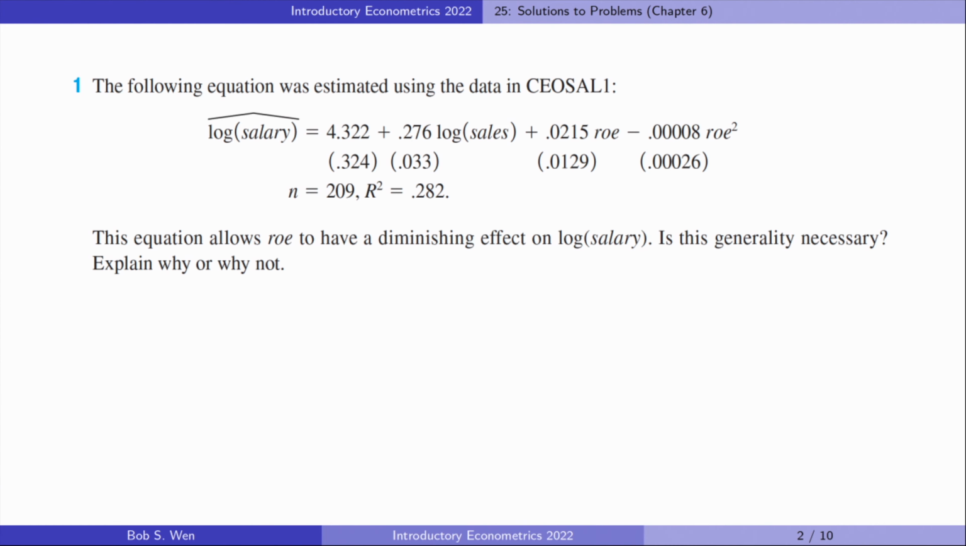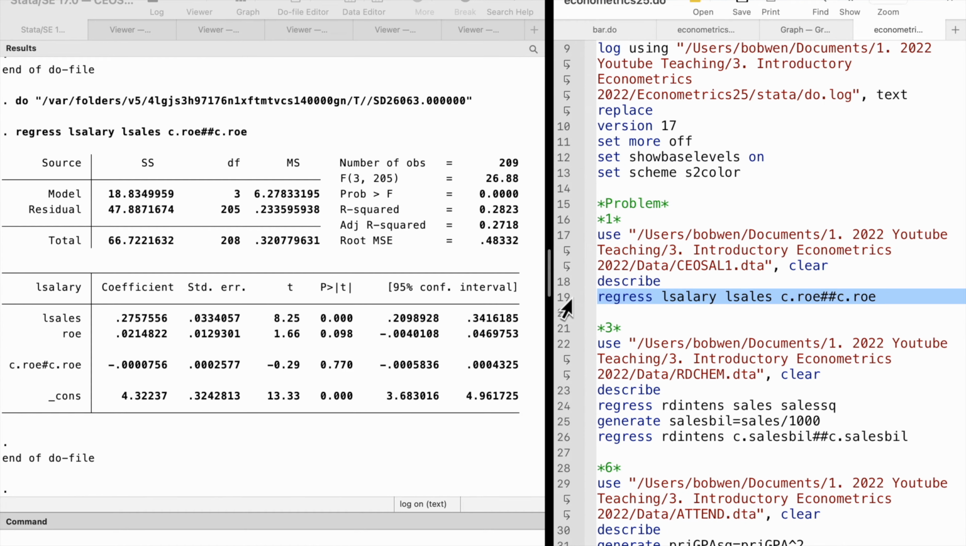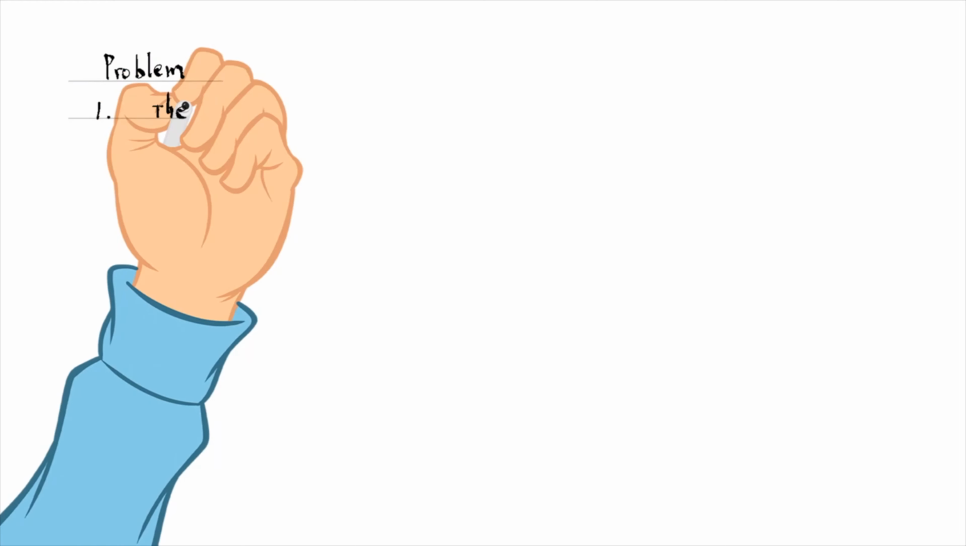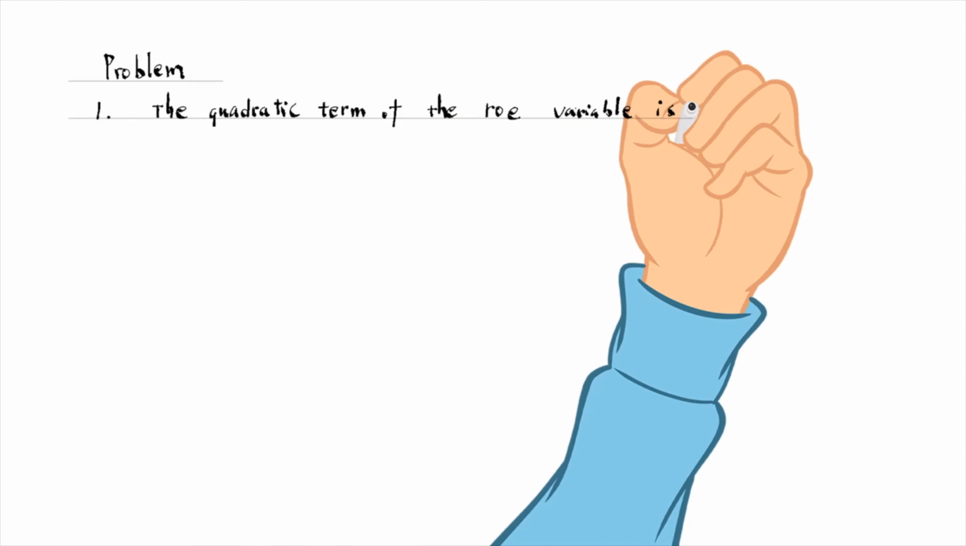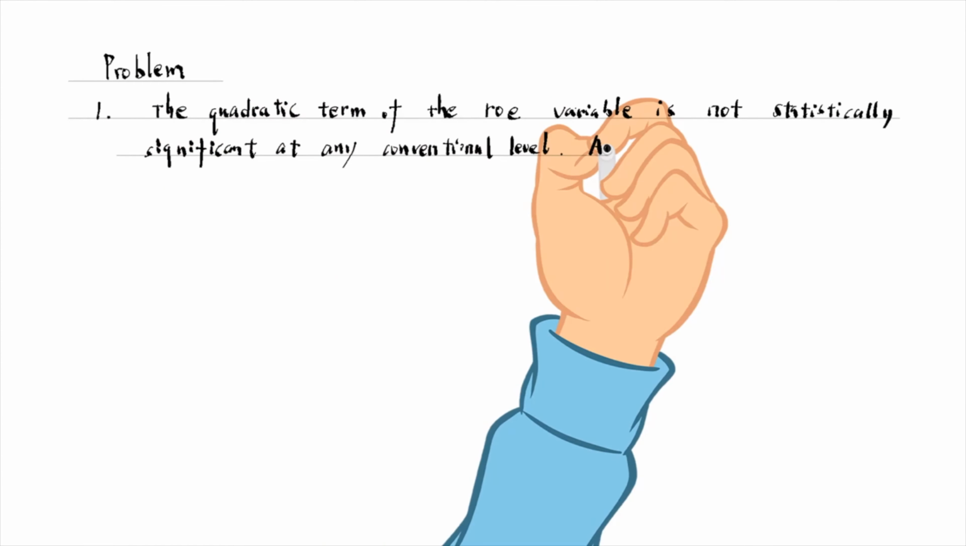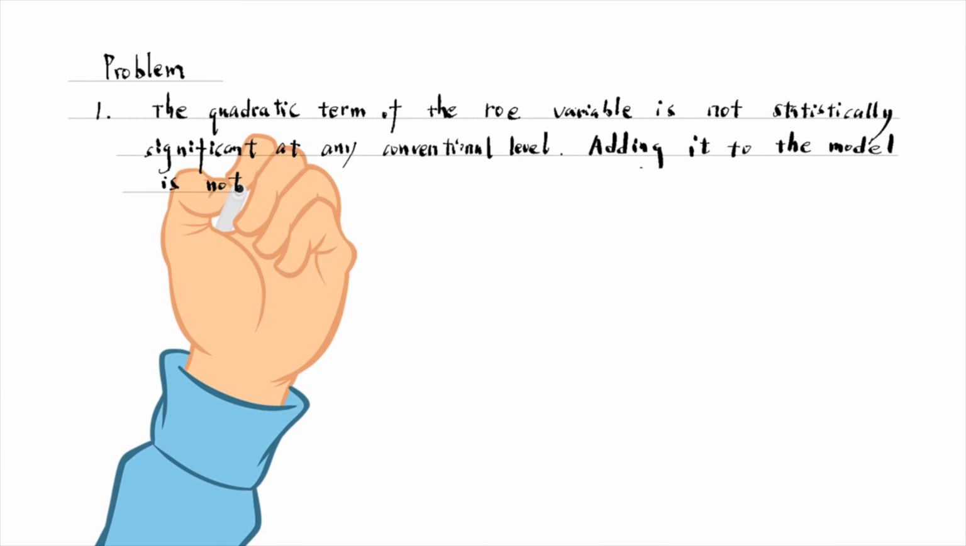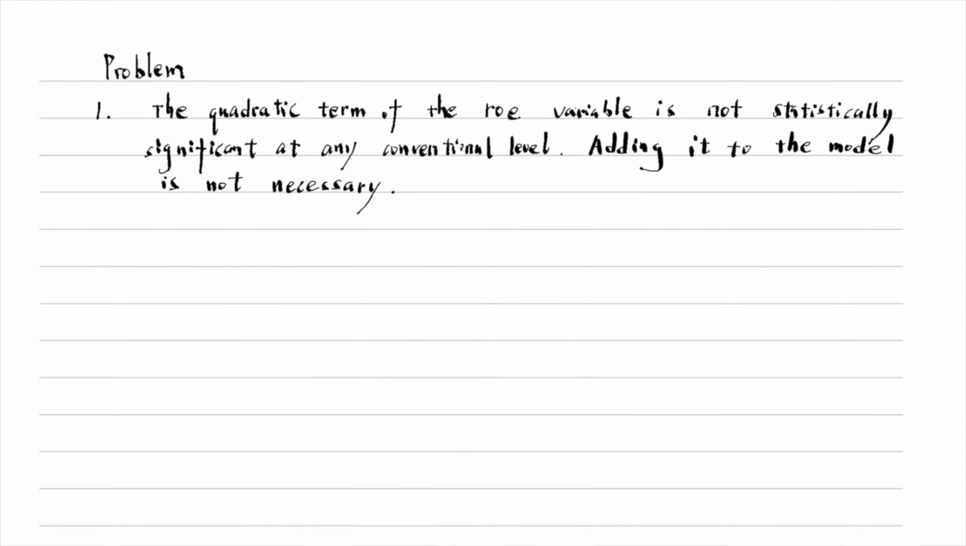For the first problem, the t-statistic for the quadratic term of the return on equity variable is minus 0.29 and the p-value is 0.77. It is not statistically significant at any conventional level. We can drop it from the model. So, adding the quadratic term to the model is not necessary.